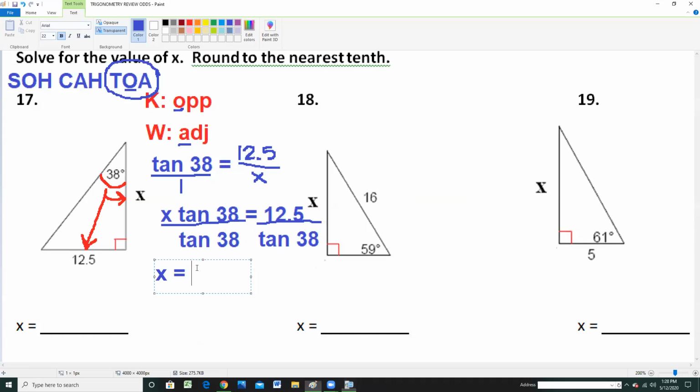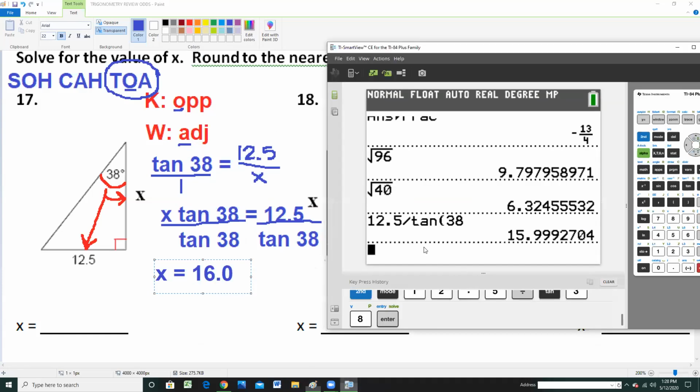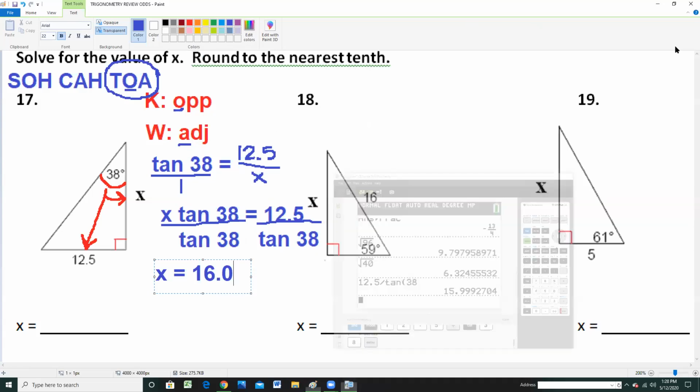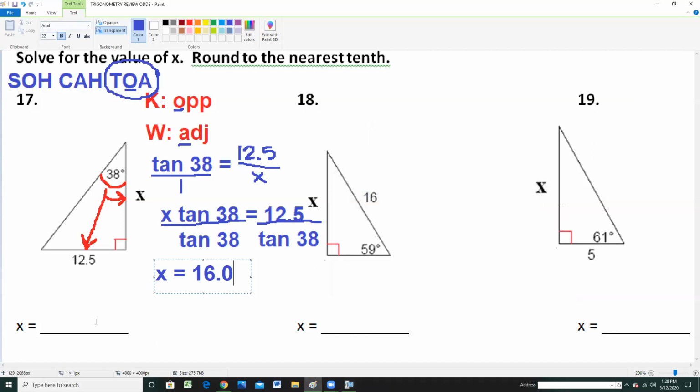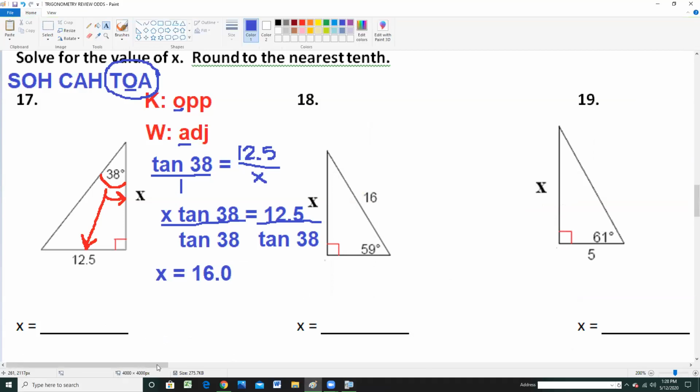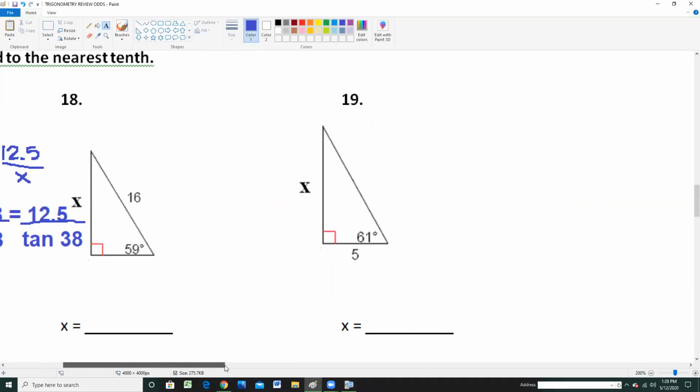And we're just going to round that and call it 16.0 because it came out to 15.999. So we'll just go with that. Okay. All right, just a few more, and then you'll have earned your odd numbered problems here.